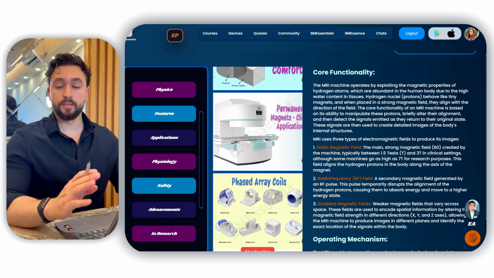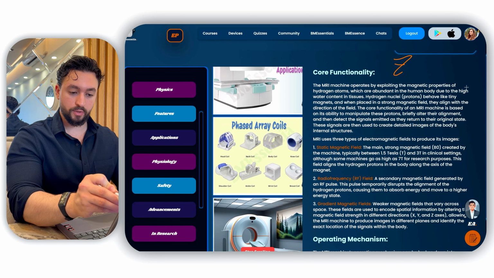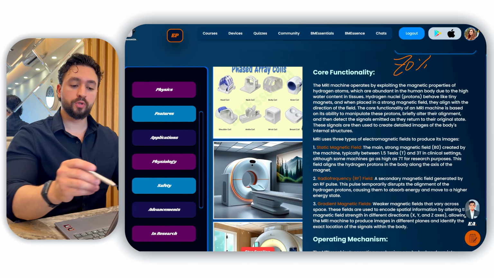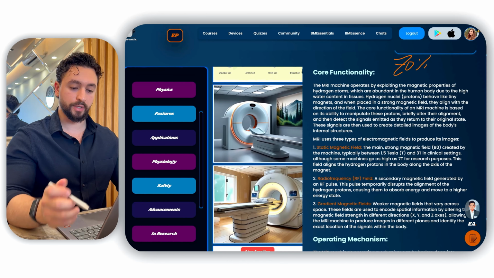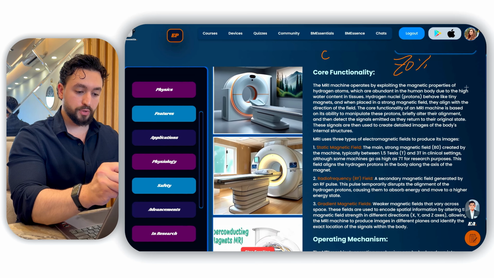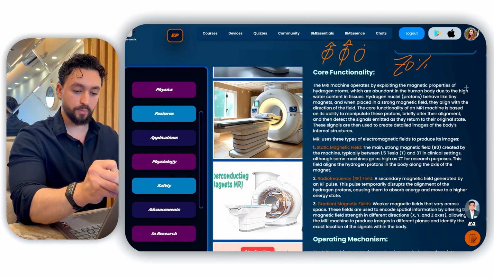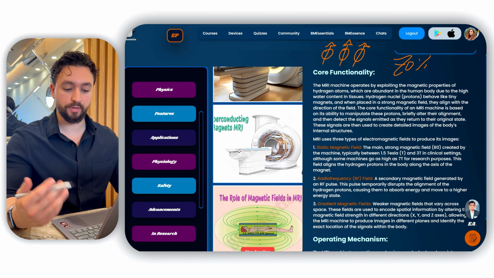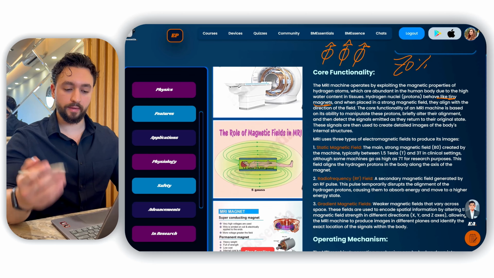In the simplest, easiest way possible, the body's content is almost 70% water. And from water, we only focus on the hydrogen nucleus or the hydrogen protons. These protons look like little spinning tiny magnets. We call them little spins, spinning tops, magnets, whatever they are. They behave like tiny magnets within the body.